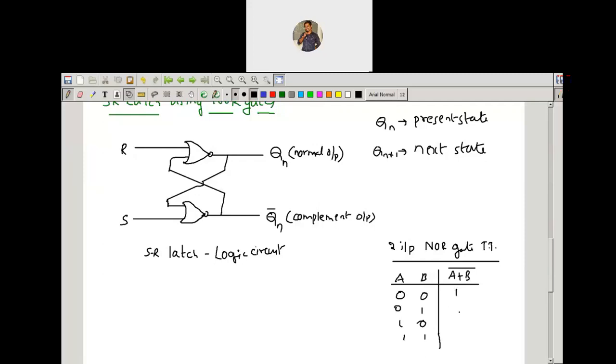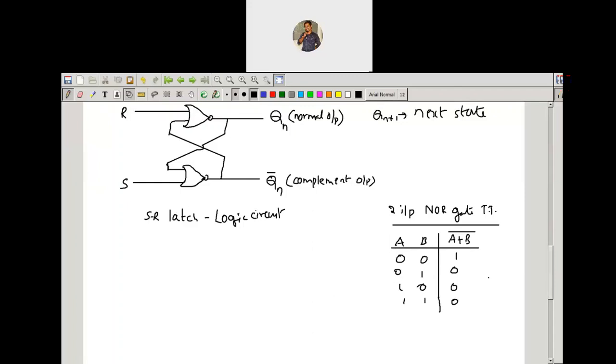In the remaining 3 cases, the output is 0. Just keep that aside. Now let us observe the operation of the SR latch. In our circuit, we have 2 inputs, S and R. So we are going to have 4 possibilities for 2 inputs. Let me explain with the cases.